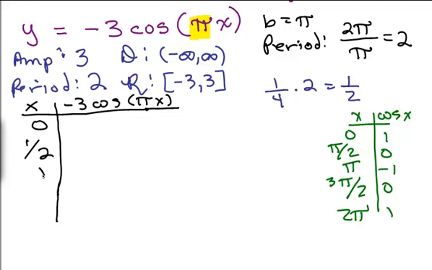Add a half to that, you're at 1. Now, if you want, you could write 2 halves, that's fine. And then you're at 1.5. If you add half again, then you're at 2. And that gives us this full period from 0 to 2.